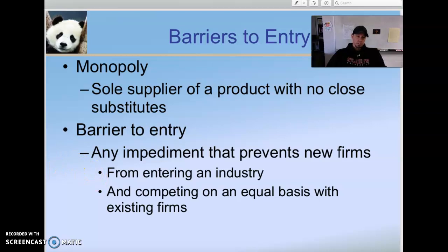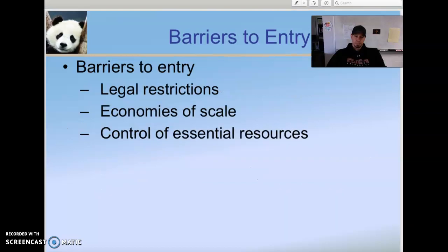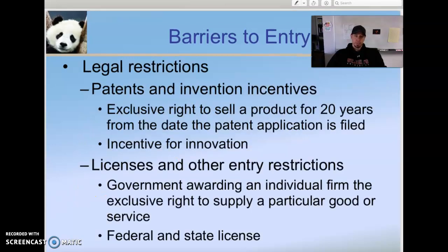So one of your questions talks about barriers to entry, and we're going to go through several of them here. Some of them include legal restrictions, economies of scale, which is an important one to understand, and the control of essential resources. So we'll get through each of those three here.